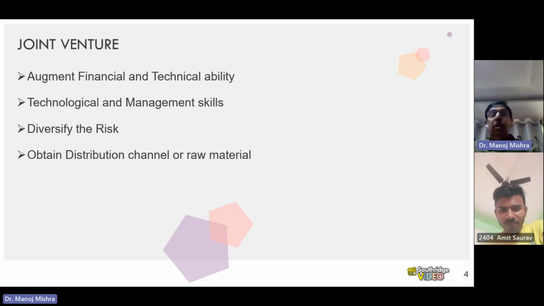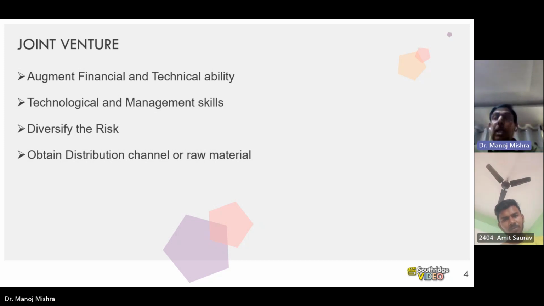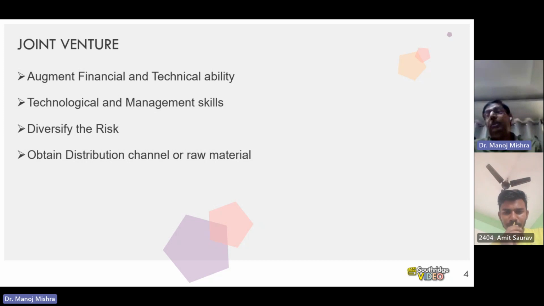Obtain distribution channel or raw material. Sometimes, if we can obtain the distribution channel, for example, we don't know how to sell fishing nets in Norway. But if I collaborate with REFA, REFA knows how to sell fishing nets in Norway, and they can easily sell it because they have got a distribution channel. They have got tie-up with the fishing people and with the boats and the people who go for fishing, and they can sell it easily.